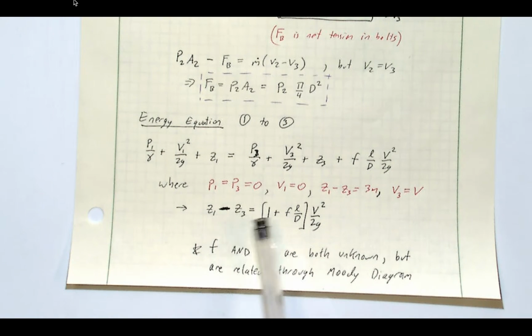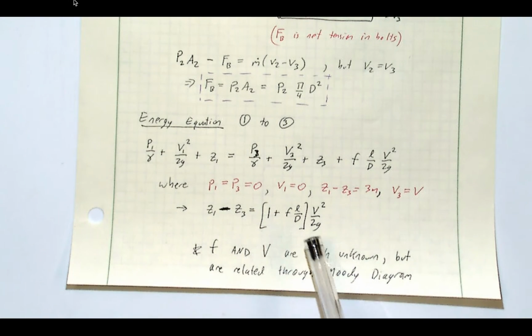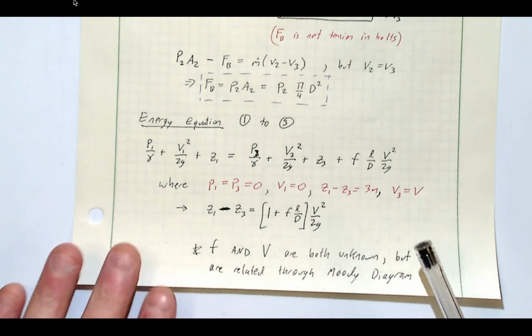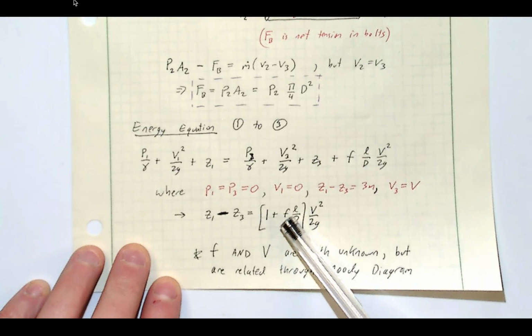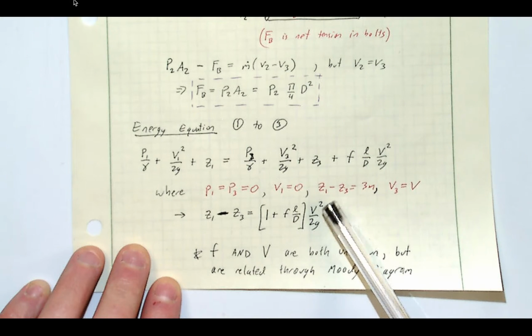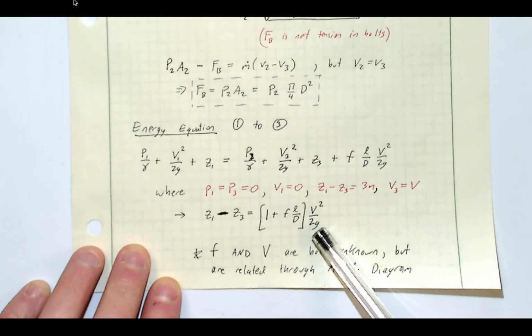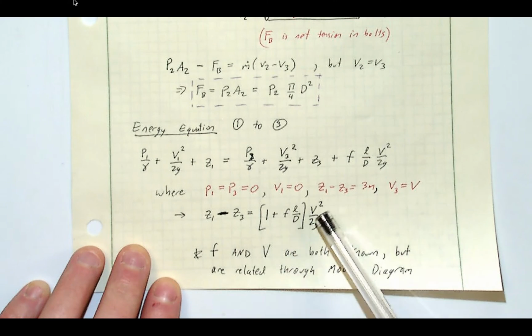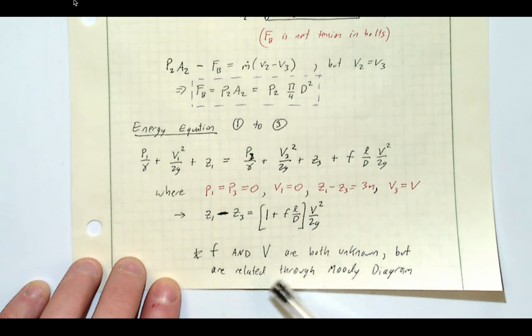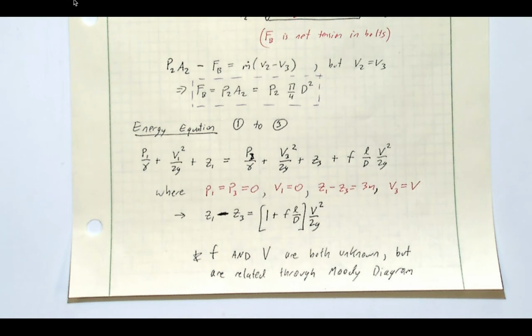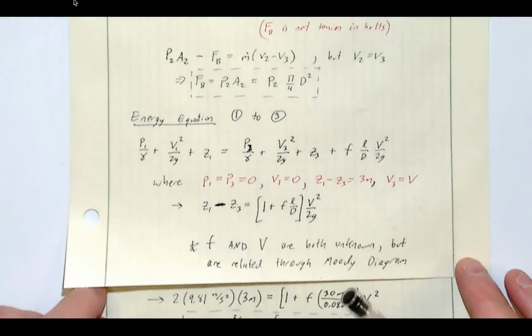If we solve this for the elevation difference, we know this is 3 meters. What remains unknown here? Well, we don't know F, and we don't know the velocity. We know the geometrical properties and gravity, but we don't know F and V. However, we can relate them using the Moody diagram. Well, this relationship is highly nonlinear, so it's going to require an iterative process to solve it.